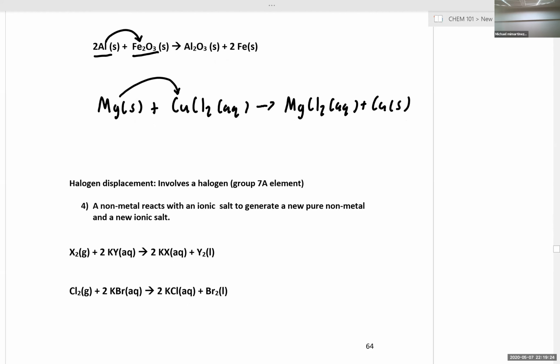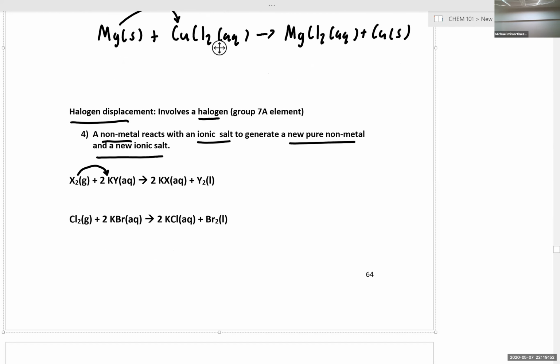Let's look next at a halogen displacement. A halogen displacement involves displacement of a halogen. So a nonmetal reacts with an ionic salt to generate a new pure nonmetal and a new ionic salt. So in this case, our pure element halogen is displacing the other halogen from this ionic salt. So for example, as you observed in the lab, when you treat potassium bromide with chlorine, you generate potassium chloride and bromine.